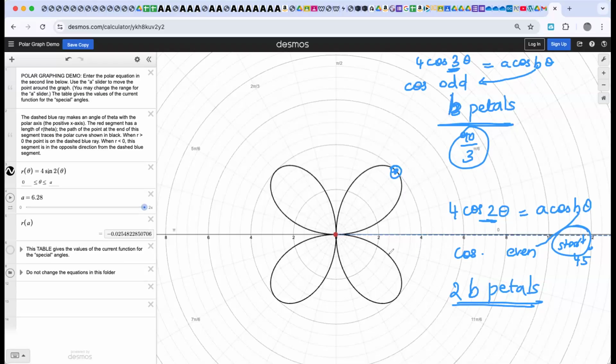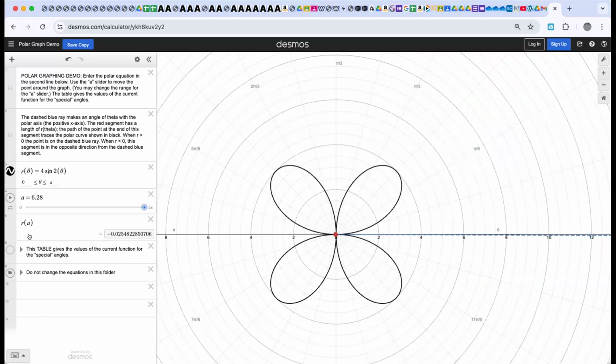One thing is, when it is even, the period is 0 to 2 pi. When it is odd, the period is 0 to pi. Any questions here? Nidhi, are you following, ma'am? Yeah, I am. Okay.